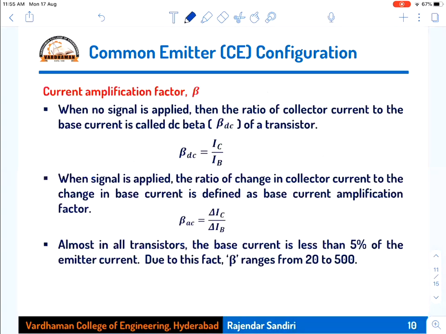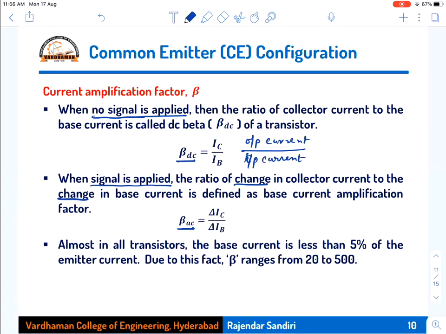Next, the current amplification factor in common emitter configuration. Same thing, we have to define beta DC and beta AC. Beta DC is when no signal is applied, and beta AC is when a signal is applied. In both cases it is output current divided by input current, but the change in output current by the change in input current is taken when an AC signal is applied.